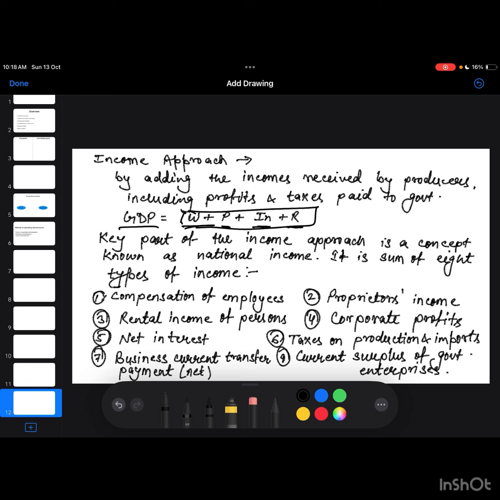Now the key part of the income approach is the concept of national income. National income includes 8 types of income, that is compensation to employees, we can say pay, wage, proprietor's income, that is we can say profit, rental income of a person, corporate profits, net interests, taxes on production and imports, business current transfer payment, and current surplus of government enterprises.